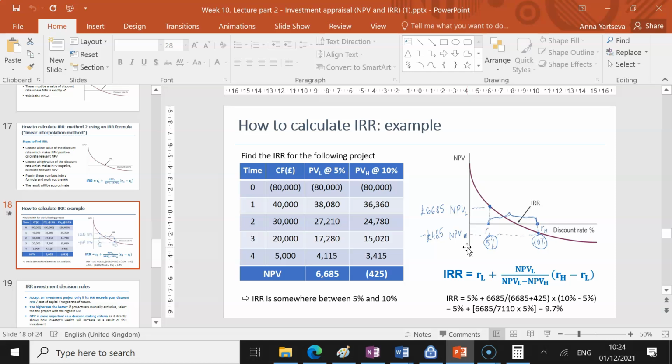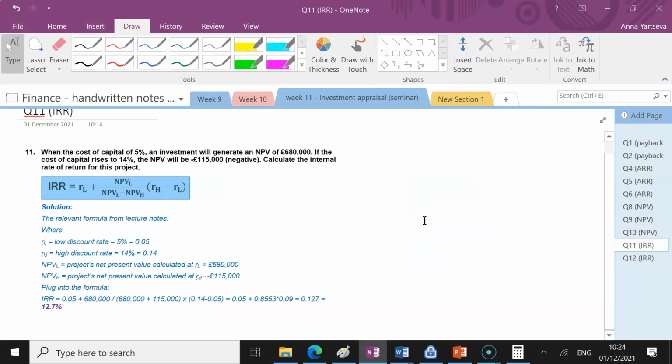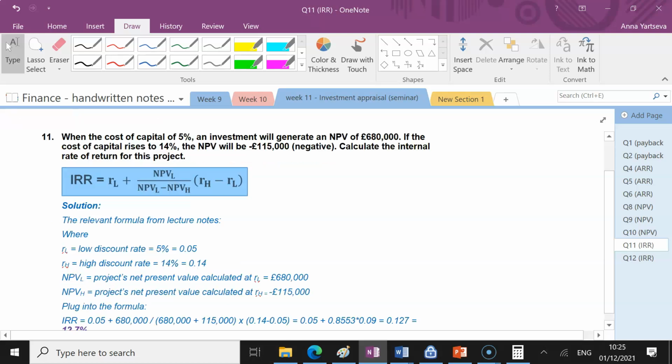Let's do this process with our specific example. Here, we are given this number straight away. Have a look. Cost of capital is 5% and net present value is 680. Then, this is the low discount rate, RL, low discount rate. And this is net present value calculated at the low discount rate. Next, when cost of capital rises to 14%, net present value becomes minus 115.